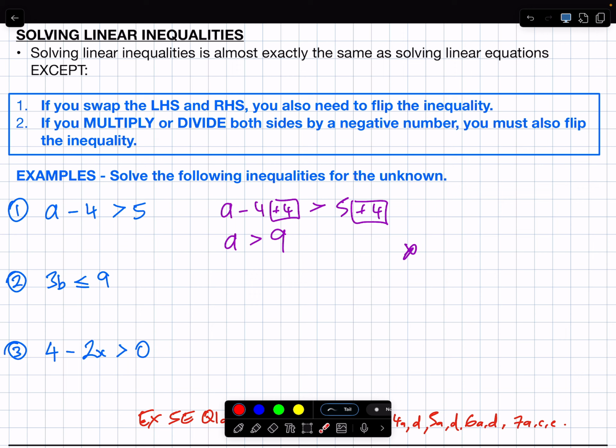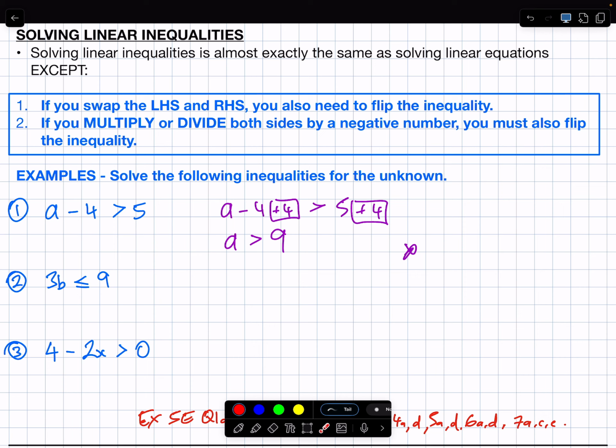Also, let's check back and see if it makes sense. If I've said that A must be greater than 9, does that agree with the original scenario? Is 9 take 4 going to be greater than 5? Yeah. If this letter is larger than 9, so 9.01, 9.0001, anything slightly larger than 9, take 4, is that going to be greater than 5?